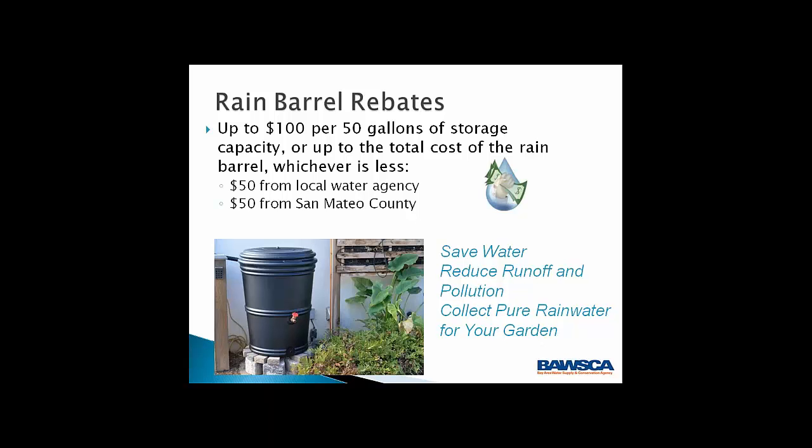We also offer rebates in partnership with the San Mateo County-wide Water Pollution Prevention Program for rain barrels. And this is a perfect time of year to install a rain barrel because we're actually getting rain. You can get up to $100 back per 50 gallons of storage capacity that you install, or up to the total cost of the rain barrel, whichever is less. $50 of that comes from your local water agency, $50 from San Mateo County. And this is a great way to take advantage of the rain that we're getting right now and use that rainwater to supplement your landscaping when we have those dry weeks throughout the winter.